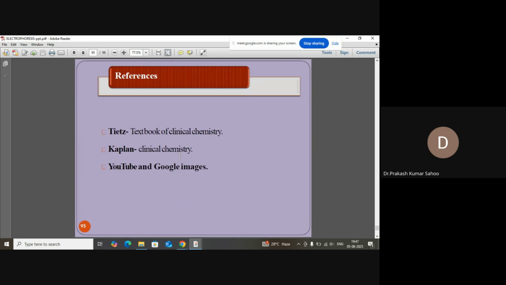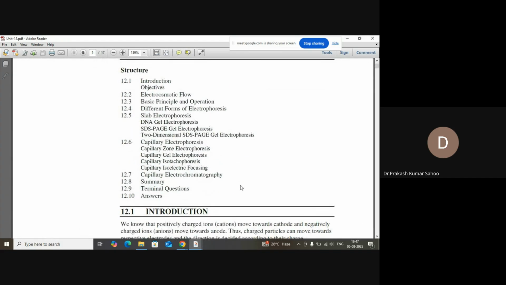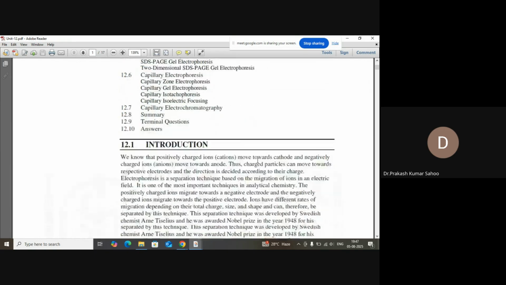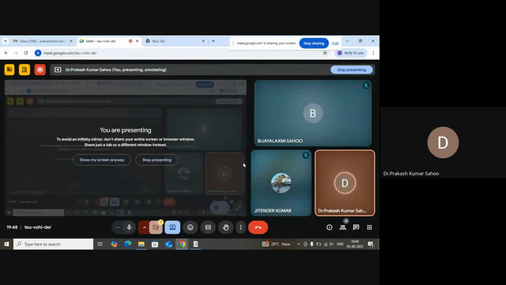Then these are the references for this presentation, that is clinical chemistry and YouTube and these. So thank you. This is all about electrophoresis, in which we have already discussed all these electrophoresis techniques for the separation of ions, and so now the platform is open. Anyone having any question related to today's class or previous classes or anything related to your program, you may ask or share your experience, and after that we will wind up the session.